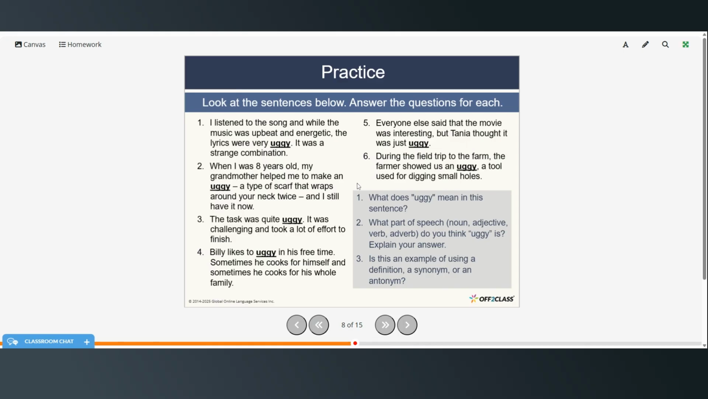And during the field trip to the farm, the farmer showed us an uggy, a tool used for digging small holes. So here, an uggy is a tool used for digging small holes. So we've got the definition right there in the sentence, and it is a noun.